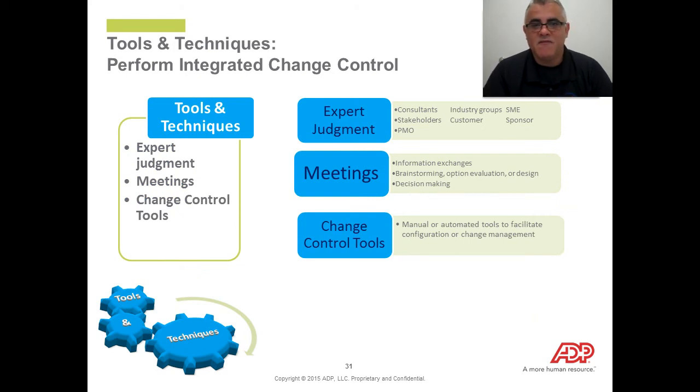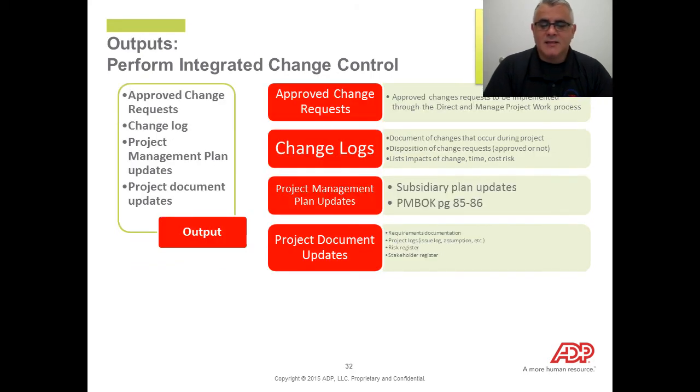Okay, we've seen these before, except for change control tools. Change control tools could be a variety of things. You'll read about those in your PMBOK guide, but you could have some type of online enhancement request log system that you're using, which is used to get information to your change control board. You'll read about that more, but the tools are change control tools, expert judgment, and meetings. You definitely need to have meetings to talk about the changes that are being requested. All right, and finally, let's talk about the outputs.